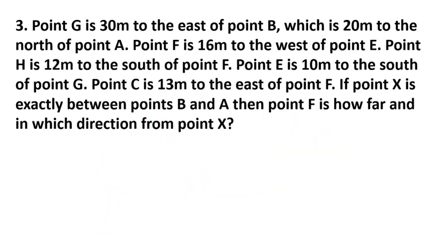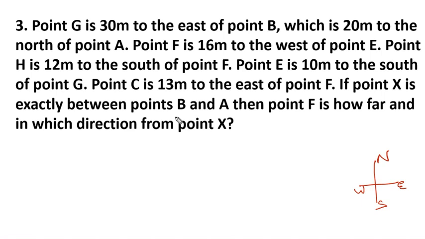So question number 3. This particular question comes from directions and distance. We know that there are 4 directions. The horizontal line represents east-west, and the vertical line represents north and south. Okay, so let's see what this data says.